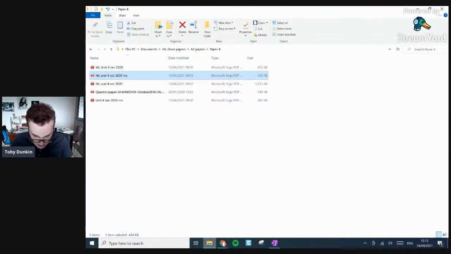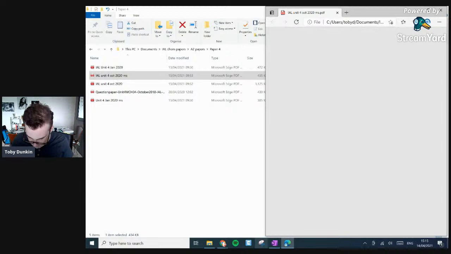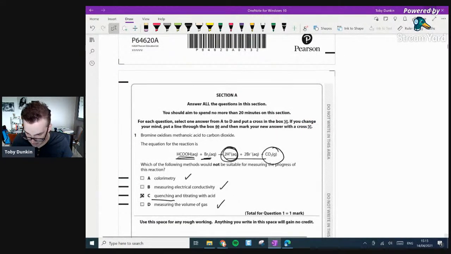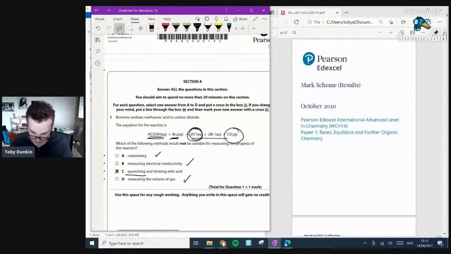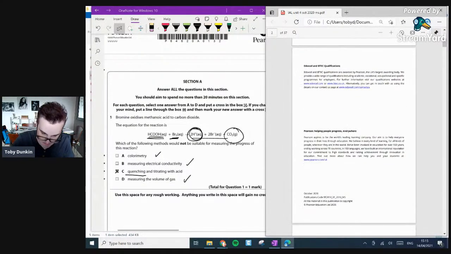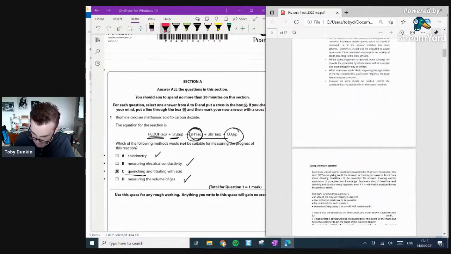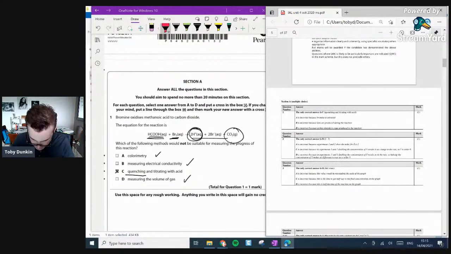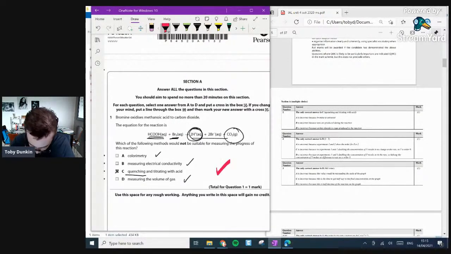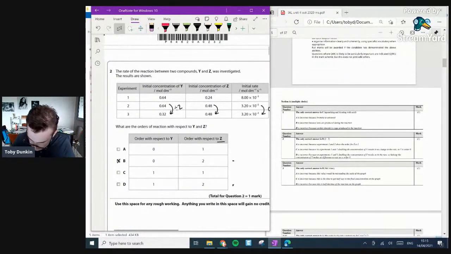Right, let's mark this. Remember, never, ever, ever walk away from a paper after doing it without marking it. Okay, let's see if I get any of my multiple choice wrong. C. It's good. B.